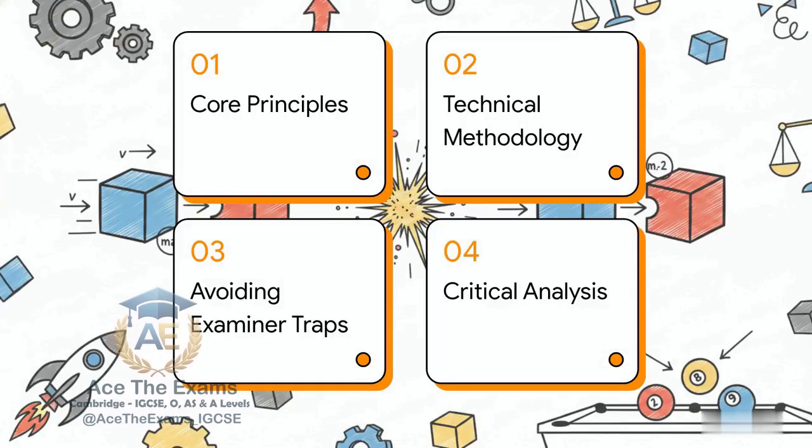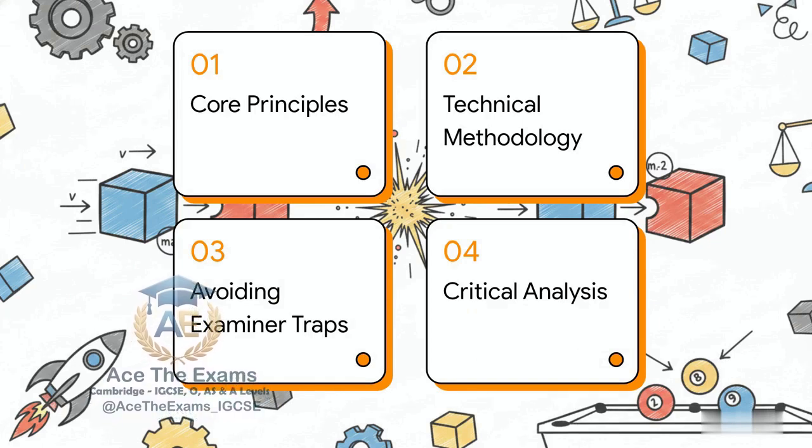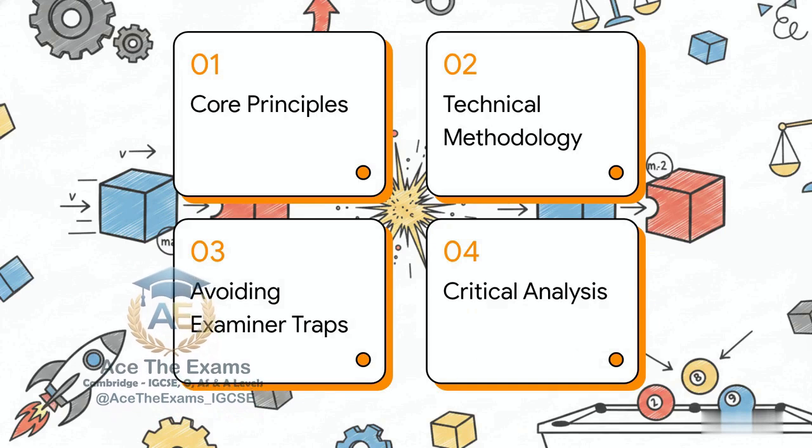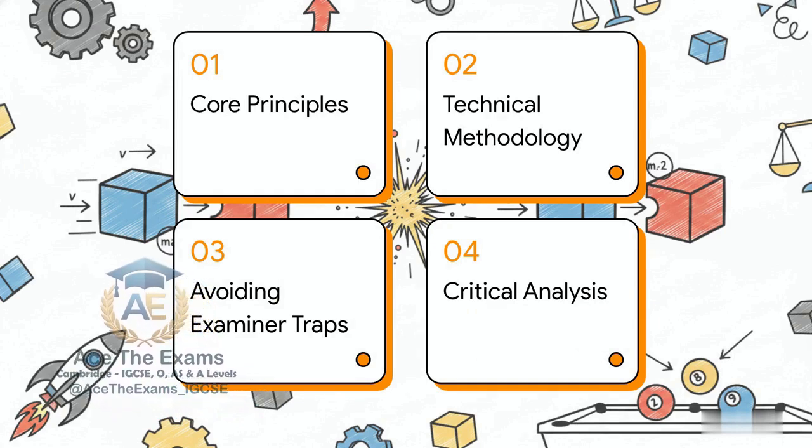Here are the run splits for today's explainer map. Split 1, core principles of momentum. Split 2, the technical methodology. Split 3, avoiding examiner traps. And our final boss split, evaluation and critical analysis.